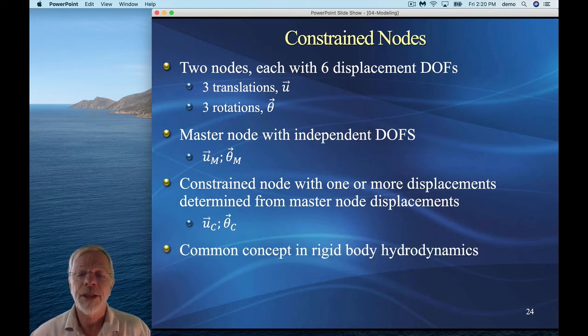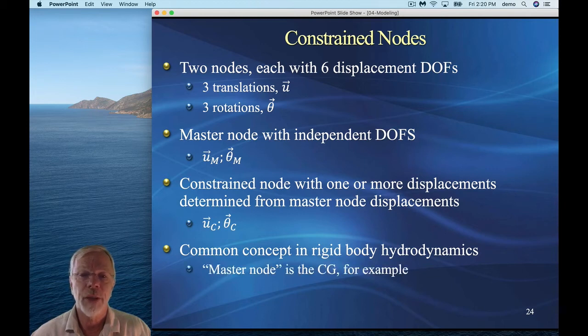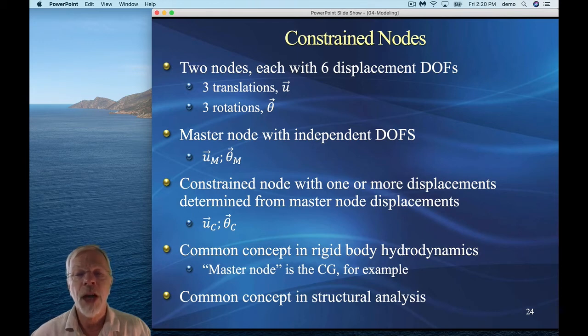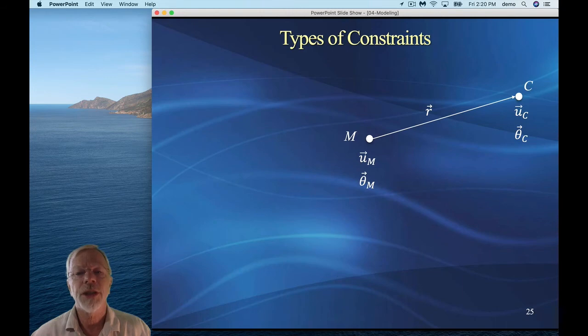This is a common concept in rigid body hydrodynamics where the master node, for example, is the CG of the body, and we can calculate the response, the displacement of any point given the displacement of the CG. It's also a common concept in structural analysis. It's used a lot in structural analysis, and we actually consider expanded constraint options as compared to just simple rigid body constraints. So let's look at the types of constraints.